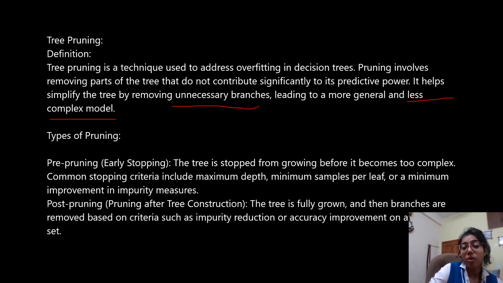Types of pruning. Pre-pruning, that is early stopping. The tree is stopped from growing before it becomes complex. So we can call it early stopping. Common stopping criteria include maximum depth, minimum samples per leaf, or a minimum improvement in impurity measure. And the other is post-pruning, that is pruning after tree construction. The tree is fully grown and then the branches are removed based on criteria such as impurity reduction or accuracy improvement on a data set.